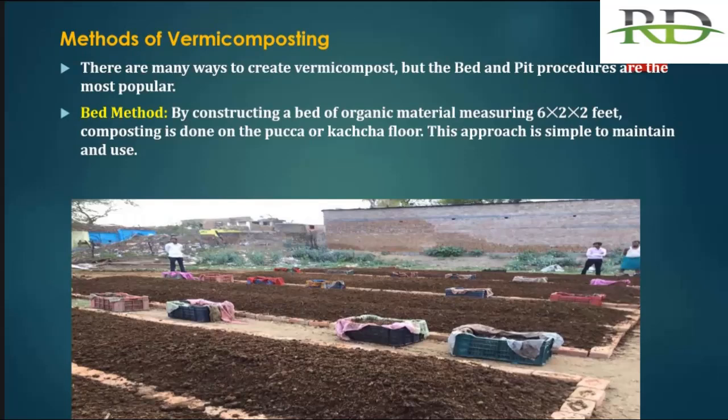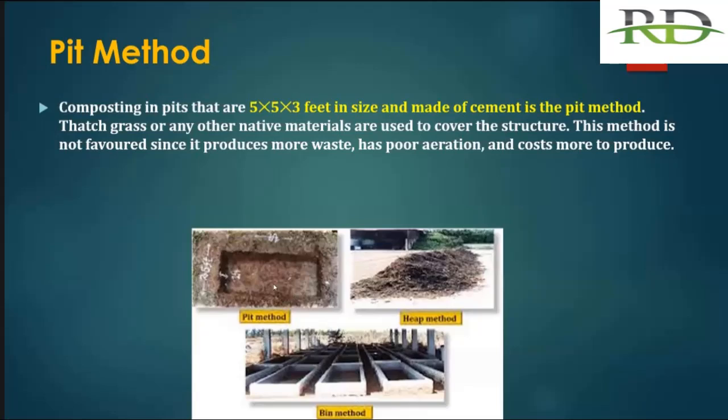Another one is the pit method. This is the pit method, and this is the heap method. This is the bin method. Among the 4, only the pit and heap methods are popular in India. Composting in pits that are 5 by 5 by 3 feet in size and made of cement in the pit method. After that, we have to cover with some grass or any dry leaves to protect on the roof. This is not favored since it produces more waste due to poor aeration, and the cost is also more in this method.